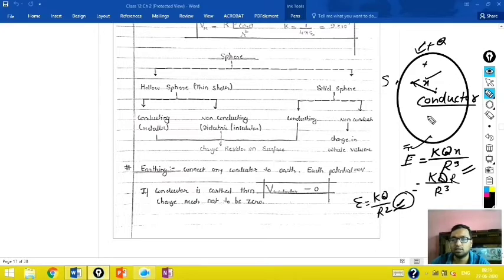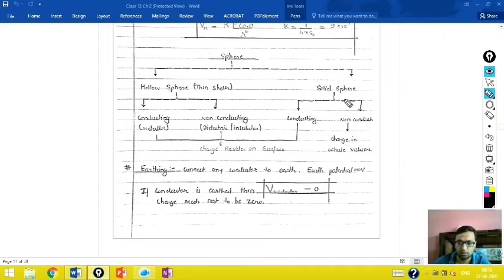And remember, this case is when your sphere is solid but not made up of metal, it is made up of a non-metallic material. In that case the charge, if you provide it inside this portion, will remain in that form. So here you can also check that charge can be present in the whole volume.